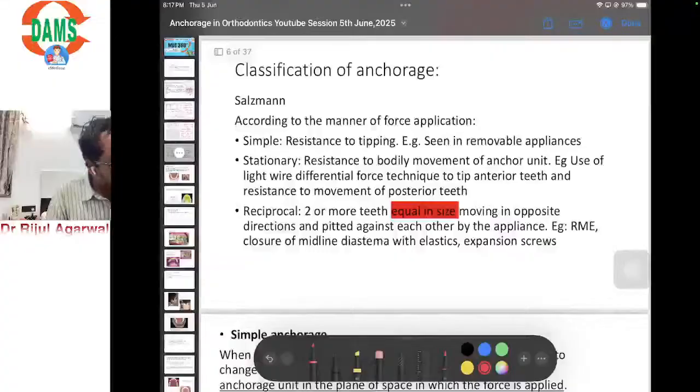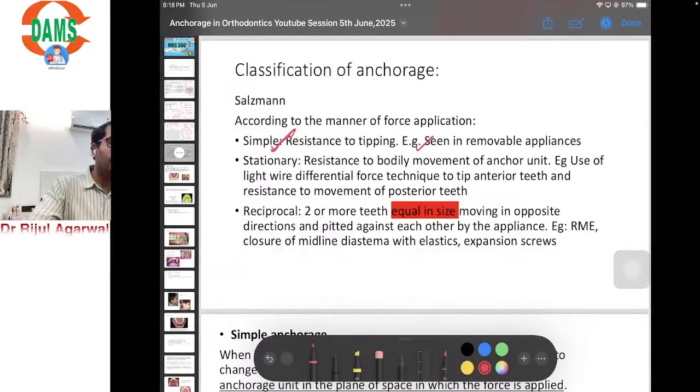Simple anchorage means resistance to tipping. An example is seen in removable appliances. All of you must have designed or given a Hawley's appliance in which we compress the labial bow to tip or retract the anterior teeth. So what does this labial bow exert? It exerts a force on the anterior teeth so that they tip lingually and close the space and retract.